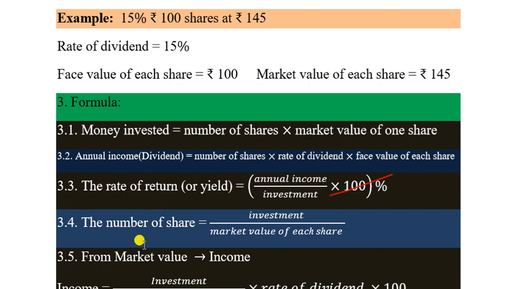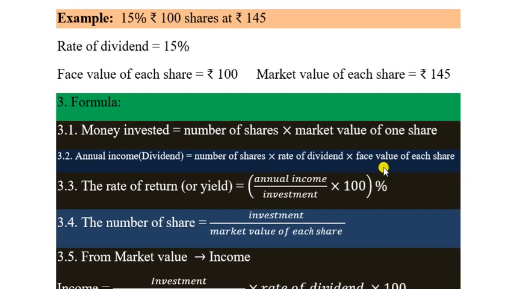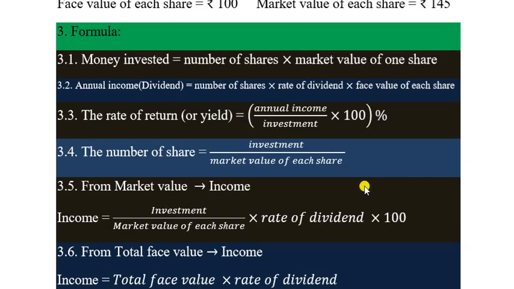Now number of shares. How will we get the number of shares? We can find out the number of shares also. So the formula is investment by market value of each share. Remember that. Now at the beginning only I said market value.